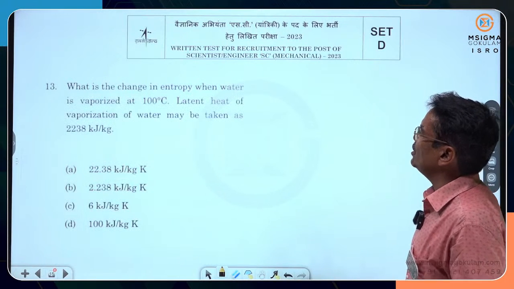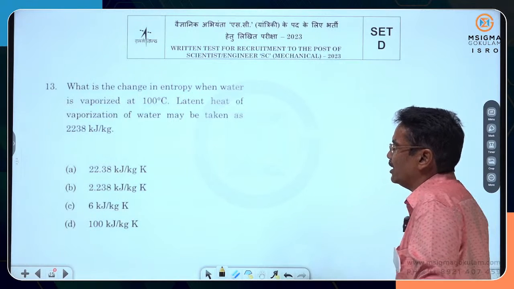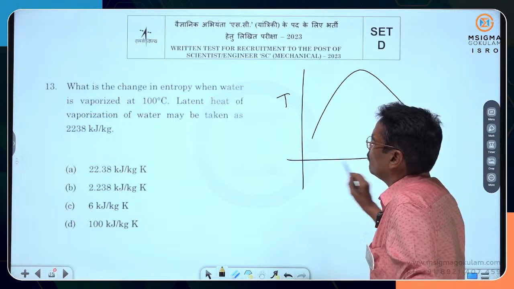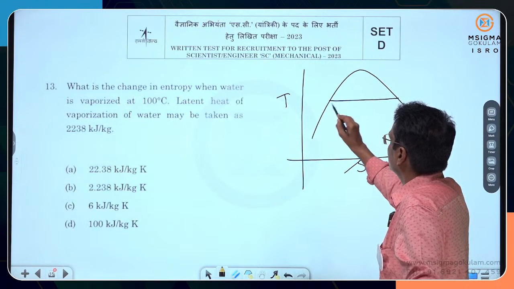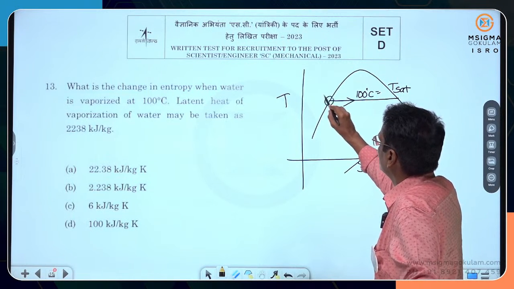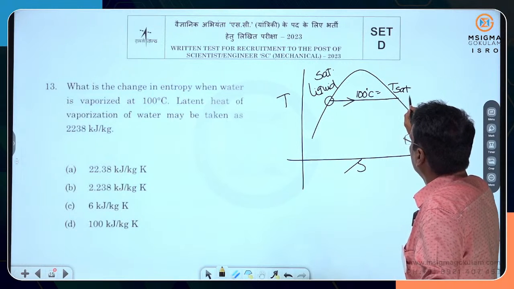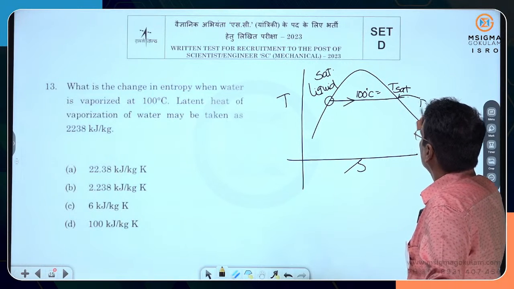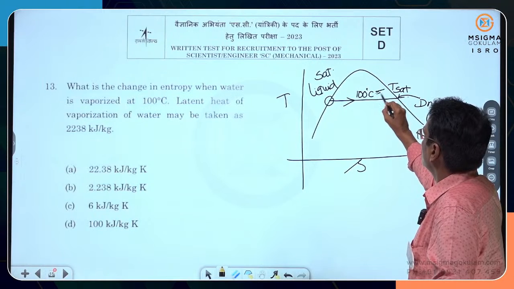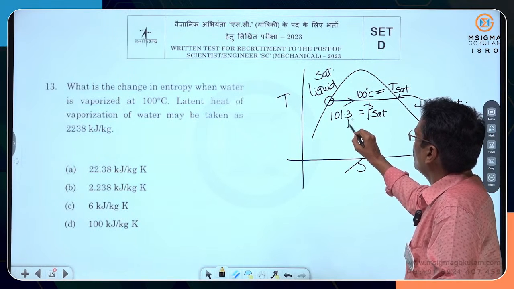What is the change in entropy when water is vaporized? At 100 degrees Celsius, the latent heat of vaporization of water may be taken as 2238. When water is changing its phase at 100 degrees Celsius, which is called the saturation temperature, its temperature will not change from the saturated liquid to dry saturated vapor. This state is dry saturated vapor. The corresponding saturation pressure will be 101.3 kilopascal.